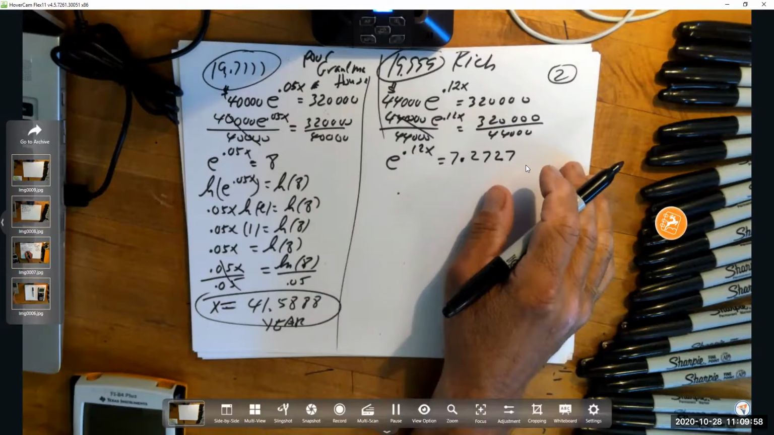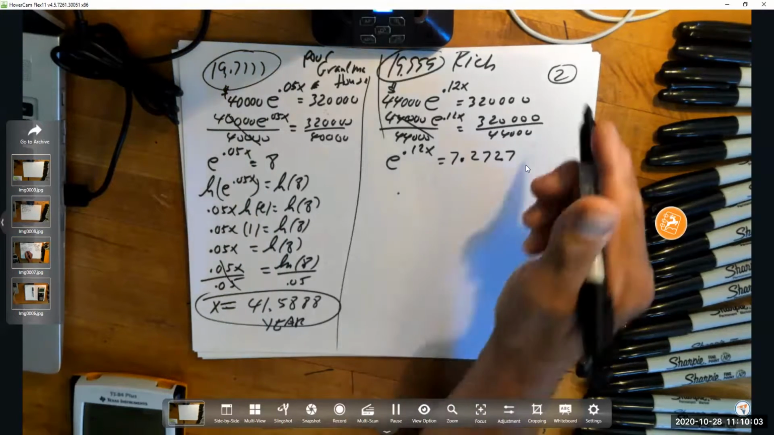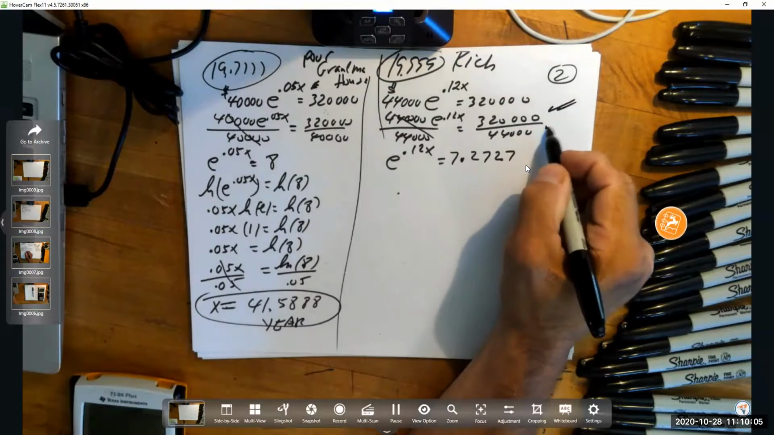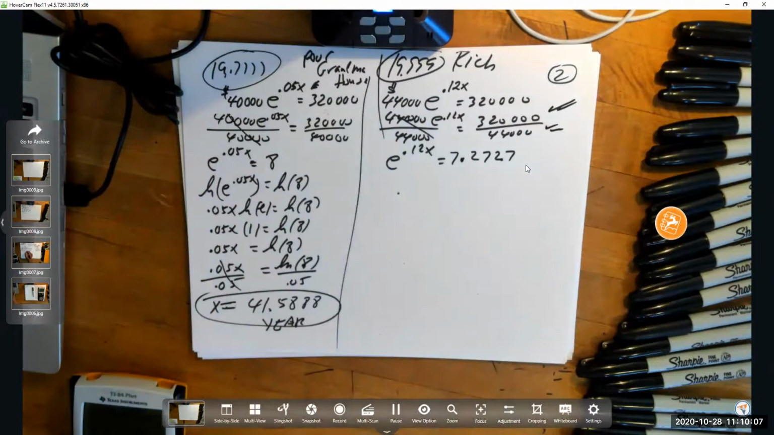0.727272. It's not 0.72. Do it again. No. Do the big number on top and the little number on the bottom. Big number on top. Do 32,000 divided by 44,000. Okay, what'd you get now? 7.2727. Okay, that's good enough.